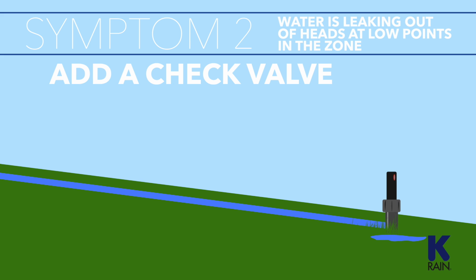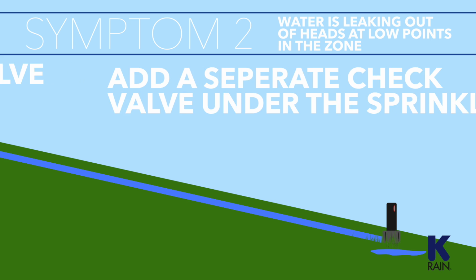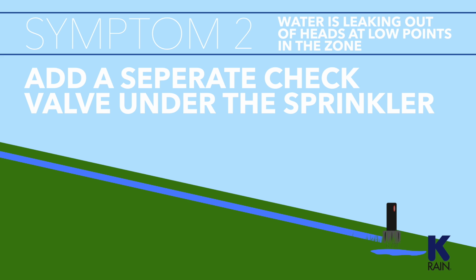To address this, add a check valve in the sprinkler. Manufacturers sell check valves separately or pre-installed in the check valve version of the sprinkler. So you can either unscrew the sprinkler head and insert the check valve, or just change out a check valve sprinkler for the non-check valve version. For larger elevation changes, you may need to add a separate check valve installed under the sprinkler. The in-sprinkler check valves are not always sufficient to prevent leaking in large elevation change situations. As a rule of thumb, you should install an under-sprinkler check valve on zones with elevation changes greater than 7 feet.